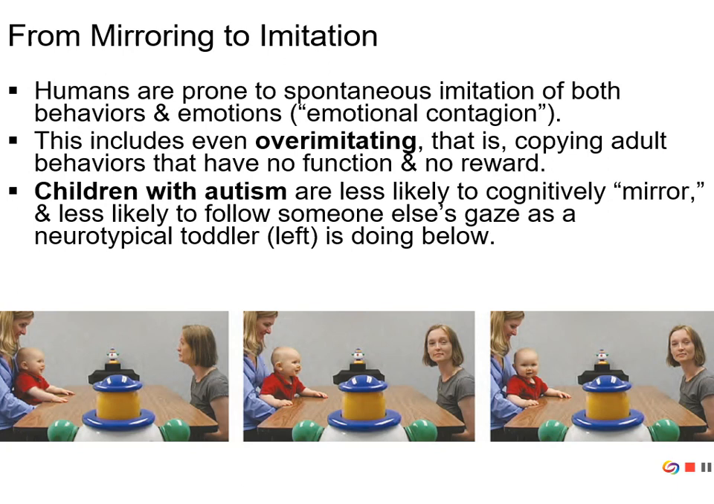Here is an example of how the mirror neuron system would work. This is just how babies work. Check this out. They're looking at each other, making googly eyes. The adult turns, the baby turns. Wow.